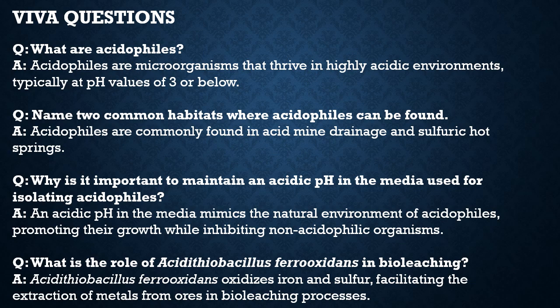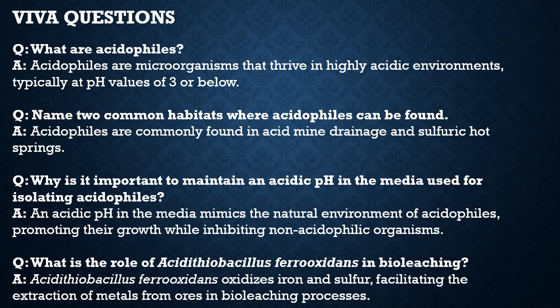So very first is, what are acidophiles? We have seen this in our first slide: these are the microbes that thrive in highly acidic environments with pH 3 or below. Name 2 common habitats where acidophiles can be found. Acidophiles are commonly found in acid mine drainage or sulfuric hot springs, or any habitat that you have used for sampling, you can mention that.